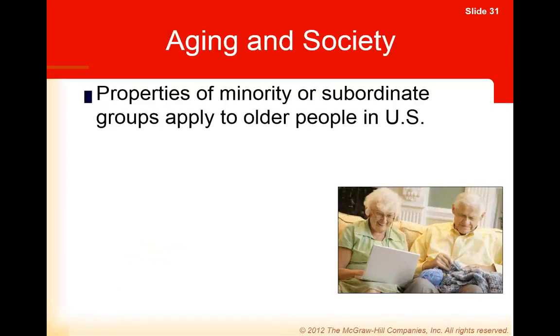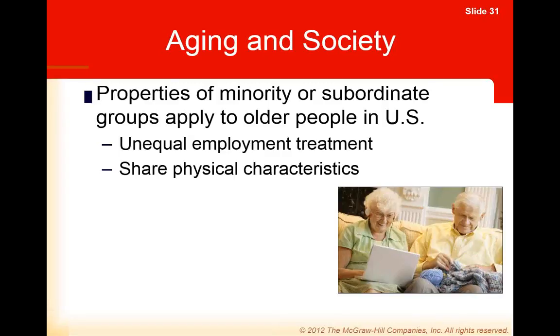So, properties of minority or subordinate groups do apply to older people in the U.S. In fact, there's legal discrimination against the elderly in the U.S. What do you think mandatory retirement is? It's legal discrimination. It's basically saying when you reach this age, you can't do the job anymore. We've all known people who seem much younger than their actual age or much older than their actual age. So it's a policy that's discriminatory because it ignores individual variation. So we see this unequal employment treatment, mandatory retirement.